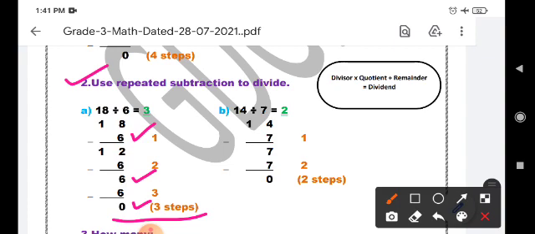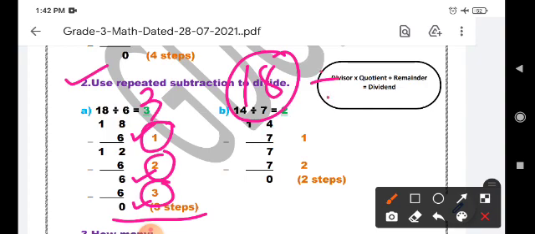Okay. Now we are going to calculate. You are going to count the number of times we subtracted 6 in order to achieve 0. That is 3. So 3 is your answer. Okay, that means when you divide 18 by your divisor 6, your quotient is 3.